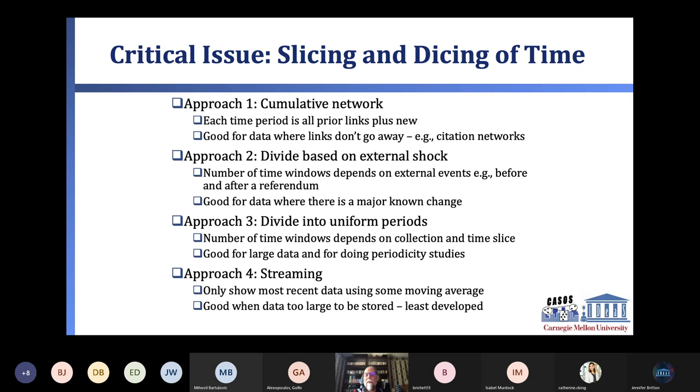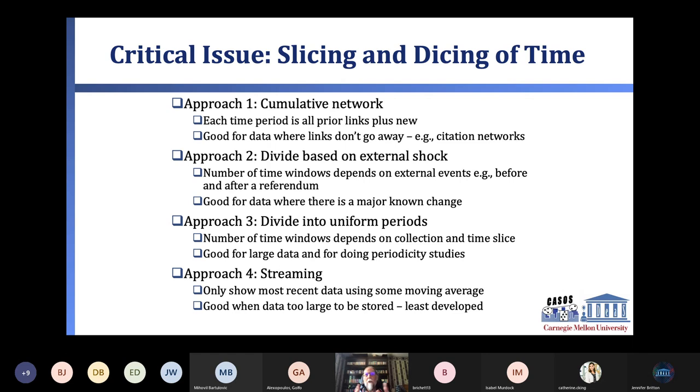Approach one is cumulative. So take all the data you have up until the current moment in time and aggregate all of it, and build a network. It turns out this is the way people do it for citation networks, because if A cited B in the past, then it's very highly likely A will cite B in the future. That citation doesn't wear out or go away.